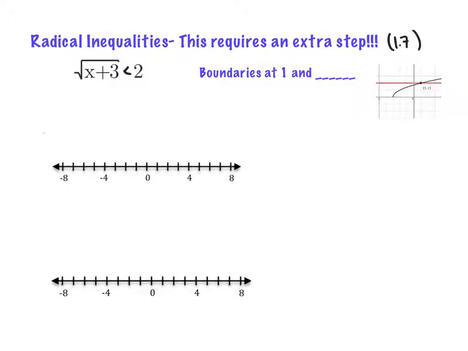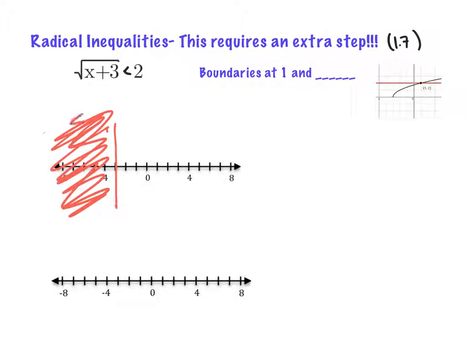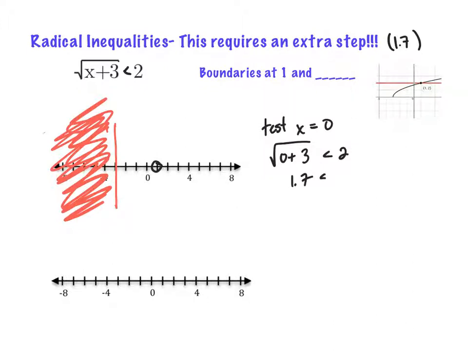So when I do that, I still have my wall at -3, nothing past it, and I think I might have put the wall at -5 on the previous one. I hope I did not, but if I did, I apologize. And then we had our boundary at 1, and we had an open circle at 1. Now, if I test 0 in the new inequality, I've got the square root of 0 plus 3 is less than 2. So that's the square root of 3, which is approximately 1.7. And that's true, that is less than 2.